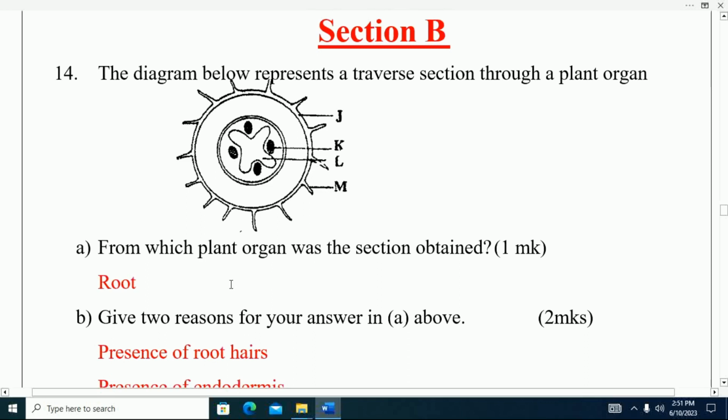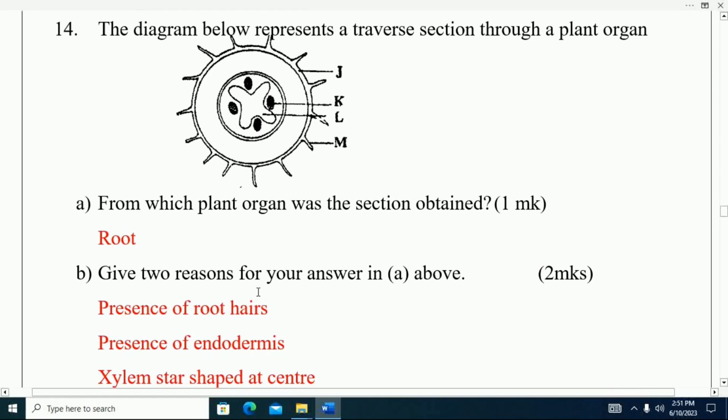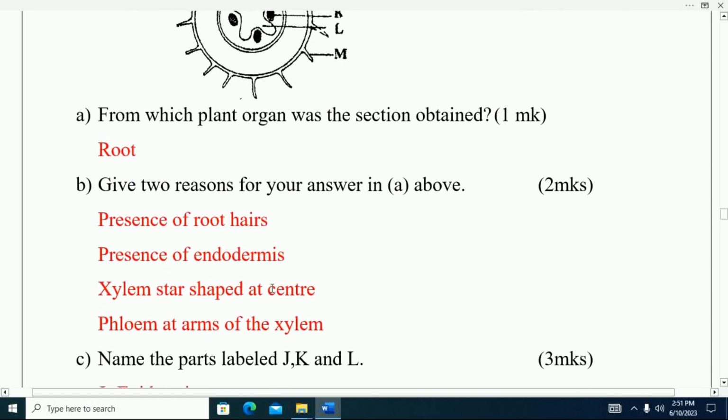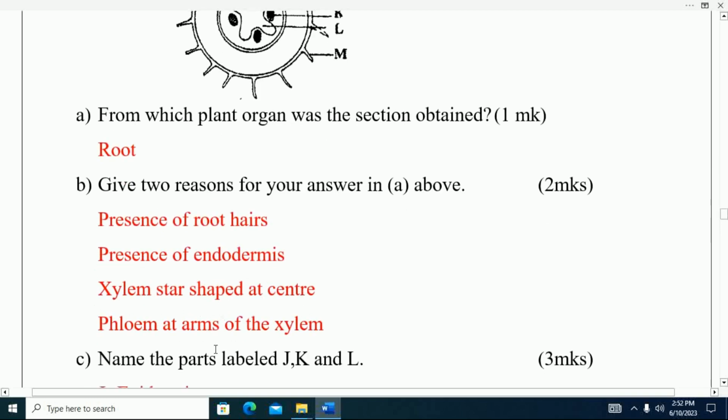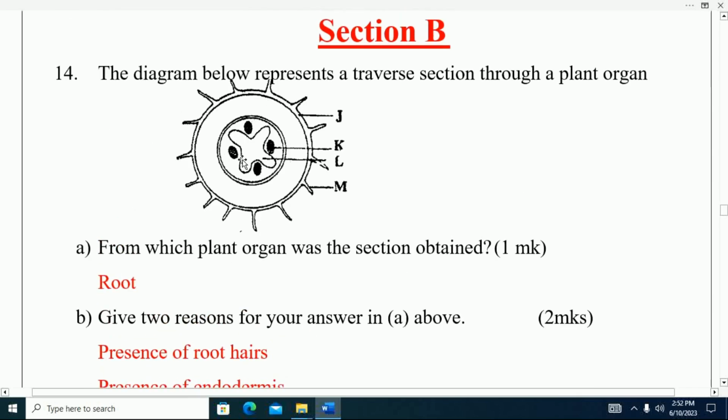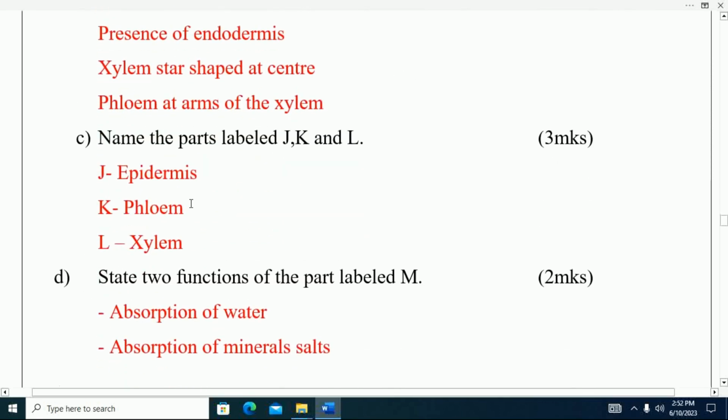Then number 2, you are told, give two reasons for your answer in A above. Why have you said it is a root organ? Because there is presence of root hairs, you can see them, there is presence of endodermis, you can see that one. Presence of star-shaped xylem at the center, you can see it there. Then presence of phloem at the arms of the xylem. These are the phloem. This one is xylem.